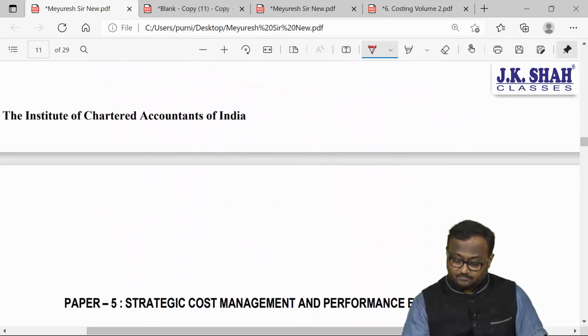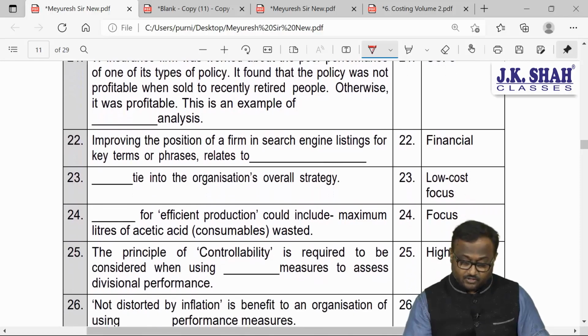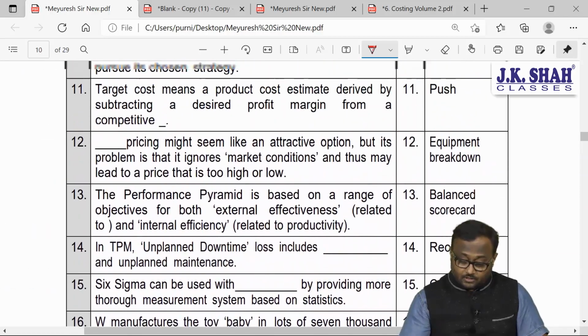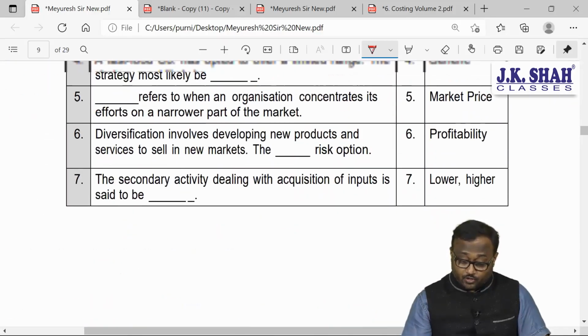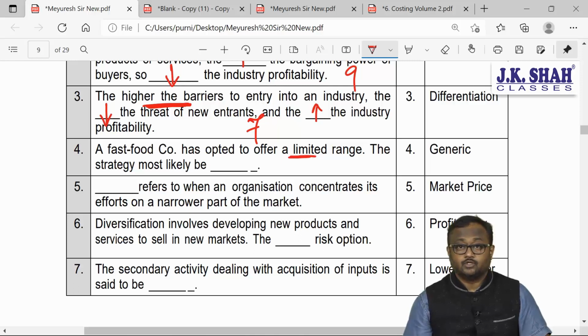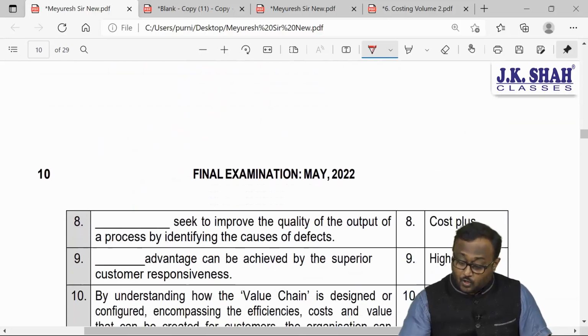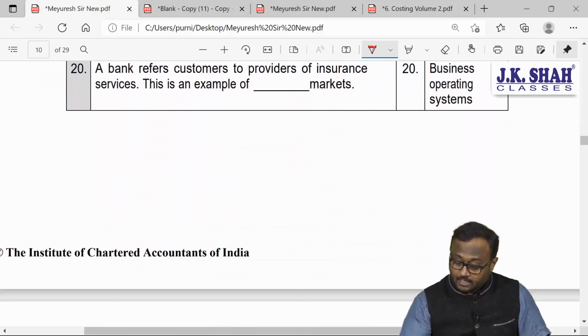What can be the reason? See, if your company is a fast food company which has opted for a limited range, that means there is not much scope of competition. Since it has a limited range, you are keen to be focused on the cost structure. So this is your low cost focus strategy.